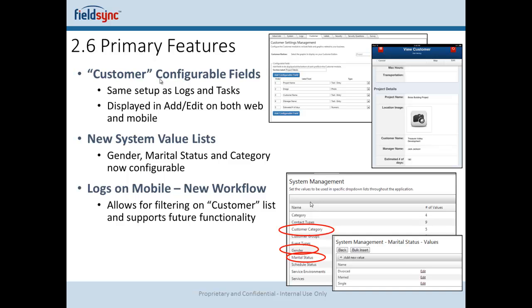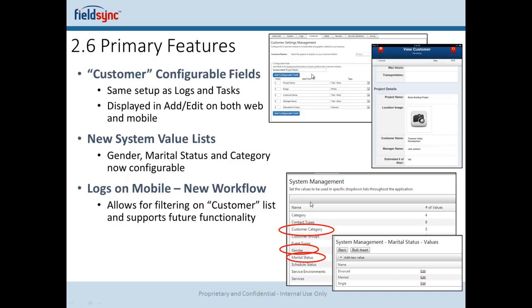So moving forward, rather than calling it the customer module, which is what it is by default, I'll be referring to it as the entity module. So within that module, you have the ability to add unlimited configurable fields. You'll see here in this screenshot that the setup process is the same as you're used to seeing within logs and tasks, and you have the ability to add on configurable fields that will be displayed within the entity profile.